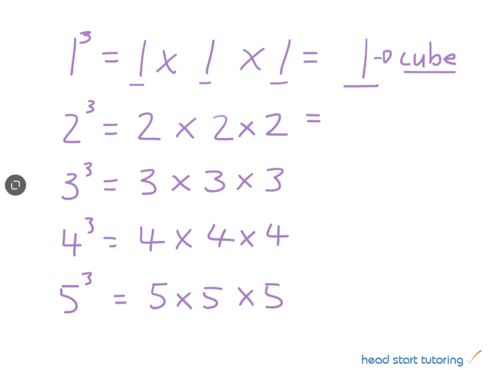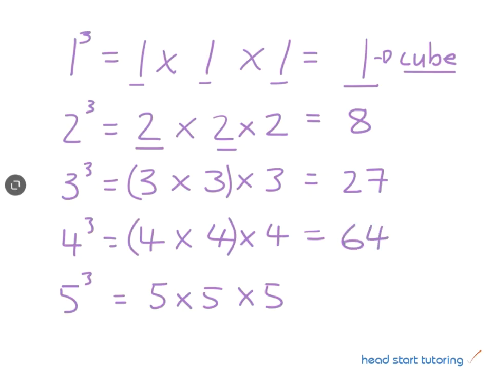Our second cube number is going to be equal to 8, because 2 times 2 is 4, and 4 times 2 is 8. Our third cube number is going to be equal to 27, because 3 times 3 is 9, and 9 times 3 is 27. Our fourth cube number is equal to 64, because 4 times 4 is 16, and 16 times 4 is 64. Our fifth cube number is equal to 125, because 5 times 5 is 25, and 25 times 5 is 125.